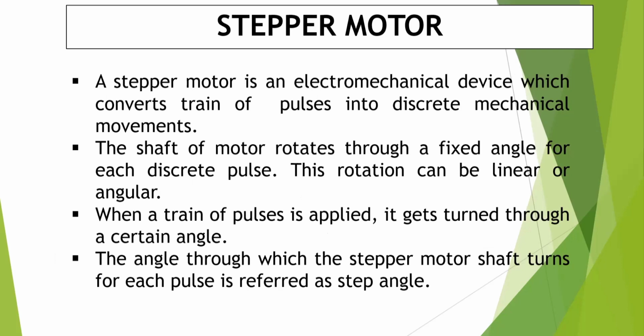The second last one is the stepper motor. A stepper motor is an electromechanical device which converts a train of pulses into a mechanical movement. So you can say we are converting pulses into a mechanical movement. So this shaft is fixed. It can be linear or angular, depending upon the kind of motor. But the train of pulses.